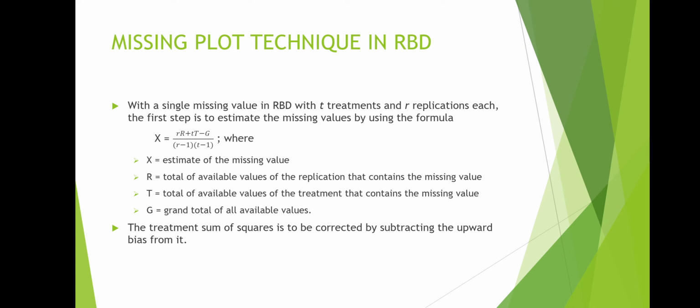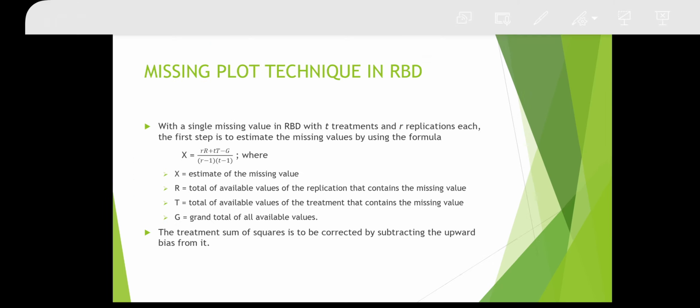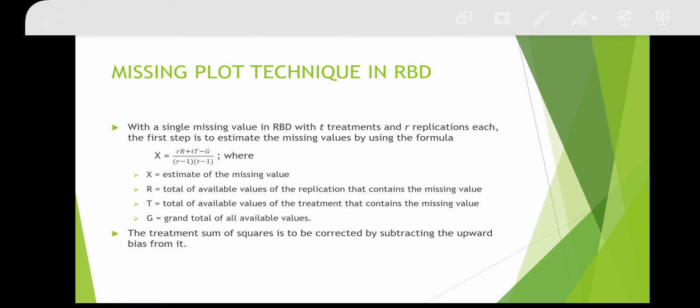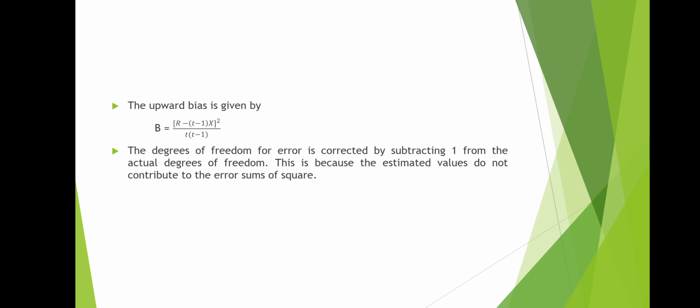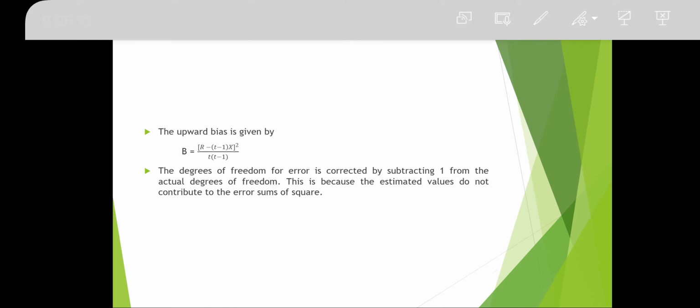Here the treatment sums of square is to be corrected by subtracting the upward bias from it. Now we have a formula for upward bias also. This is the formula for upward bias, and it is given by the square of (capital R minus (t minus 1) into capital X), and in the denominator it is small t into (t minus 1). The degrees of freedom of error is corrected by subtracting 1 from the actual degrees of freedom. This is because the estimated value does not contribute to the error sums of square.